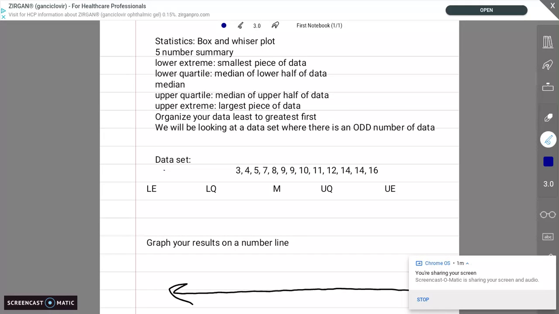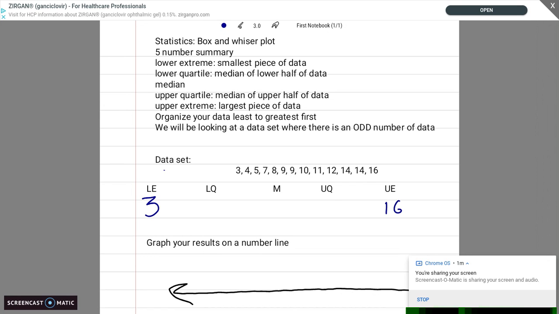So our first 2 points that we should get for our 5-number summary are our lower and upper extremes. My lower extreme is just simply going to be 3, since that is the lowest number in the set. And my upper extreme is going to be 16, because that is the largest number in the set. So now we have to find our median.